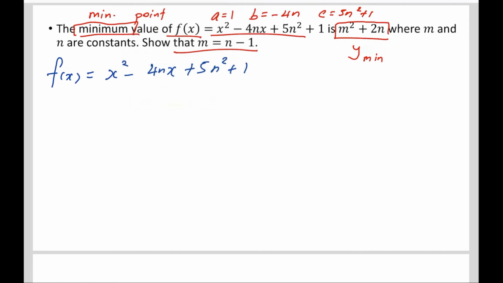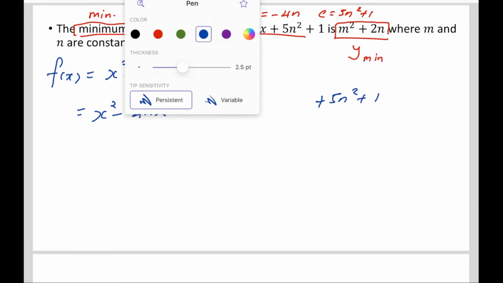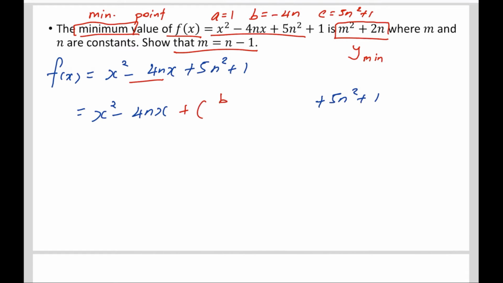First thing, pay attention to b. b is negative 4n. What do we write in between? Replace b with negative 4n. And can we simplify this part? Negative 4n over 2 is negative 2n.